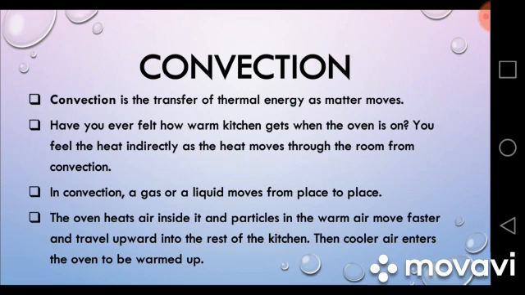Actually, what happens is that the air becomes lighter when it is heated up and it goes up. And this hot air goes to an area which is colder than the area where it is present. To replace this air, the cooler air takes its place and it is again warmed up and it again leaves that place. In convection, a gas or a liquid moves from one place to another. The oven heats the air inside it and particles in the warm air move faster and travel upward into the rest of the kitchen. Then cooler air enters the oven to warm up.